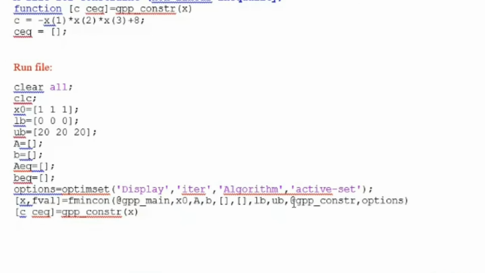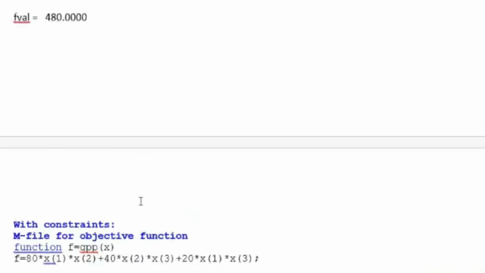Then this is lower bound, upper bound. Then again, this is a constraint, representing the M file for the nonlinear constraints. Then at the end, options, right? And then again at the end, to execute the values of the nonlinear inequality and equality constraints, this [C, CEQ] within square brackets, so that file name, so that the values of those constraints can be executed, right? So this is the way we can write M files for all the problems.